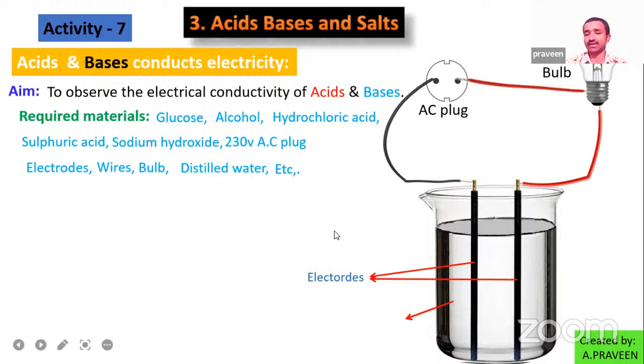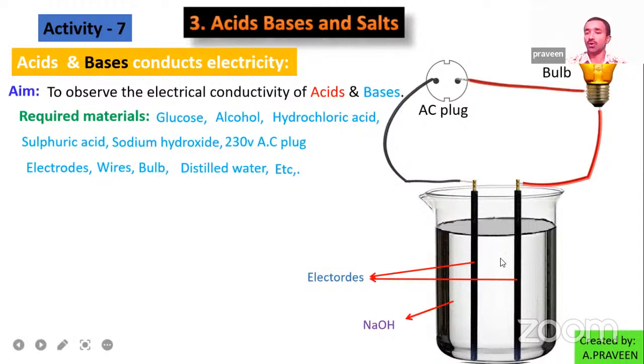Next, filling that with NaOH solution. Then switch on the key. What happened? Again the bulb glows. So simple. Here also we can notice that the liquid is acting like an electric conductor.